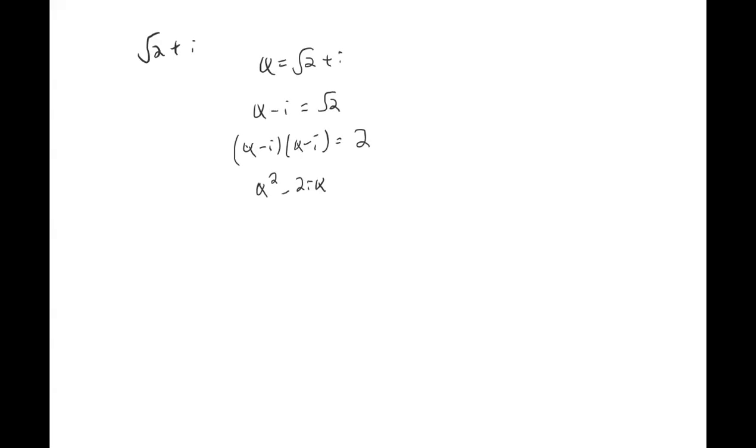So i squared is -1, right? So now I need to get rid of the i. That's easy. I just need to square it, right? Because i squared is -1. So let's move the alpha squared to the other side and 1 to the other side. So 2i alpha equals 3 minus alpha squared.